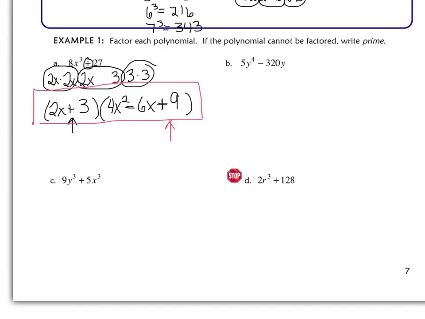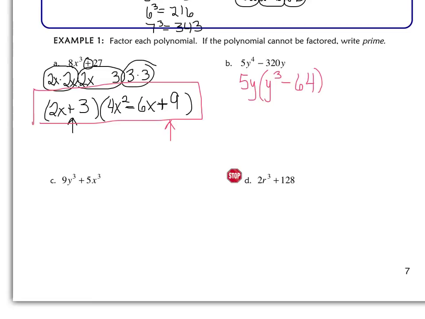All right, let's take a look at example B. We have 5y to the fourth minus 320y. Remember, the first step, you always want to look for a greatest common factor. So first, let's look between 5 and 320. Is there something that goes into both of them? Hopefully you see that it is 5. And then we have a y to the fourth and a y, so we can take a y out. So what I would be left with is y to the third minus 64.